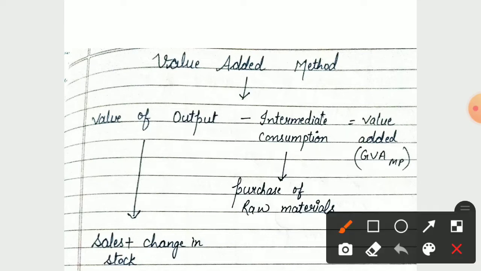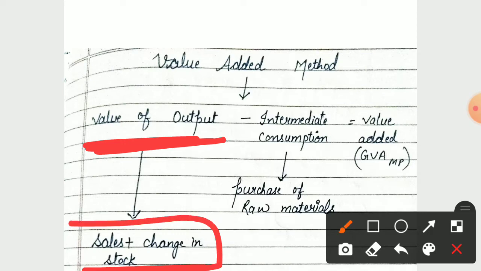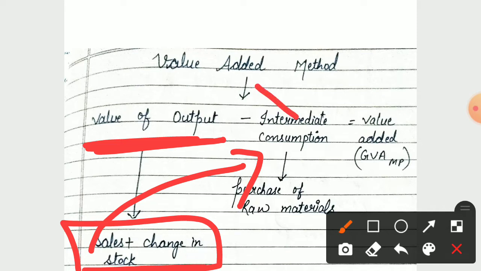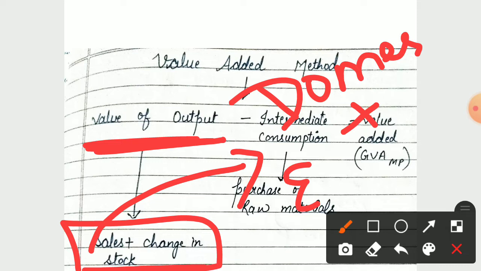Now it can be calculated with the help of value of output. What is value of output? Value of output means sales plus change in stock. That means whatever sales you are doing, sales can also be defined in two forms: domestic sales plus exports.